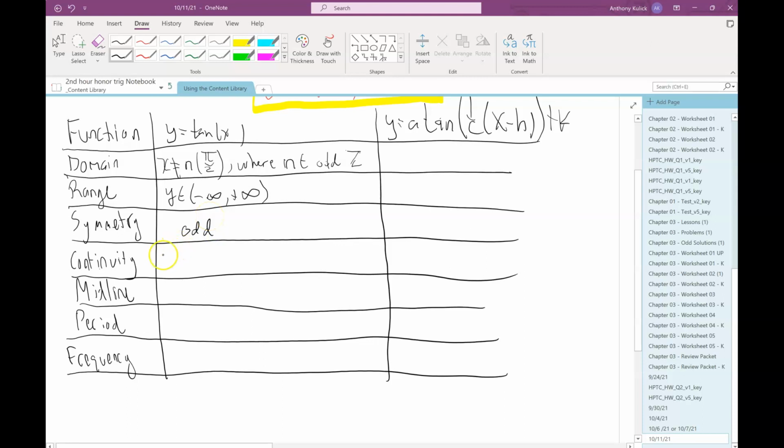The continuity, we would say, instead of continuous everywhere, we'll say we're continuous over the domain. So as long as we back out the places where we have these asymptotes, we're continuous everywhere in between our asymptotes, is basically what we're saying.